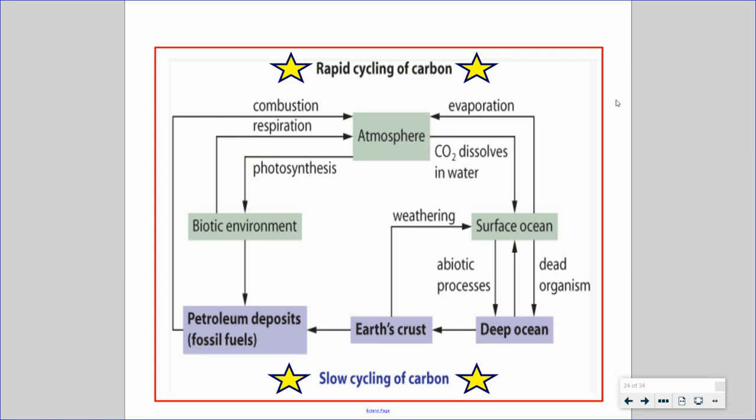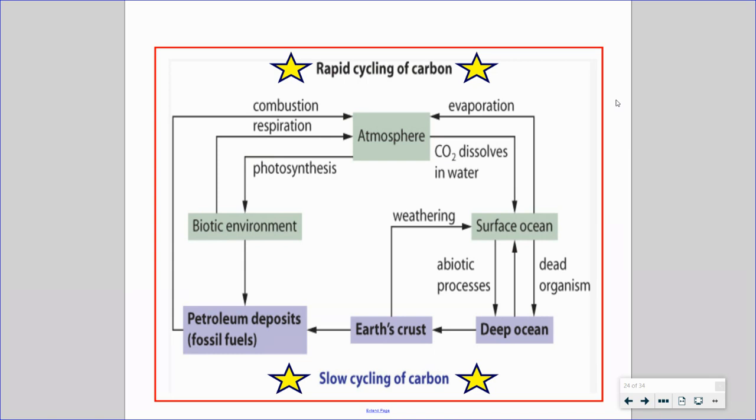This is a chart you have in your notes, and it's showing the breakdown of the rapid cycle versus the slow cycle. Anything in green, so atmosphere, biotic environment, and surface of the ocean, those are the parts of the rapid cycling. The slow cycling is found along the bottom in the deep ocean, the Earth's crust, and the petroleum fossil fuels. At the top, the atmosphere shows the connection between photosynthesis and cellular respiration. Photosynthesis enters the biotic environment, meaning the plants are releasing oxygen for us to use. We're using it and releasing it through respiration, giving them back carbon dioxide.